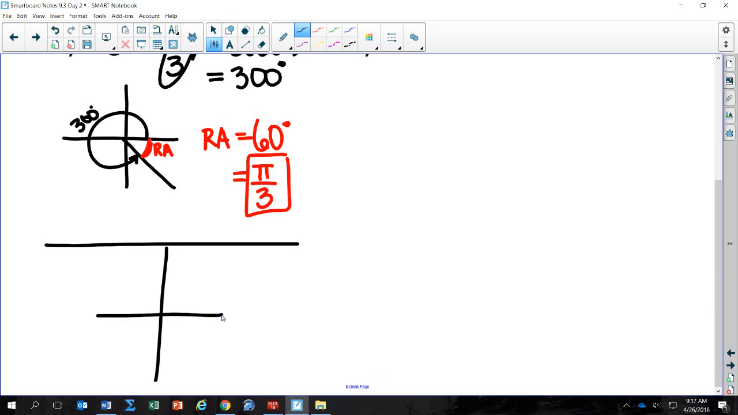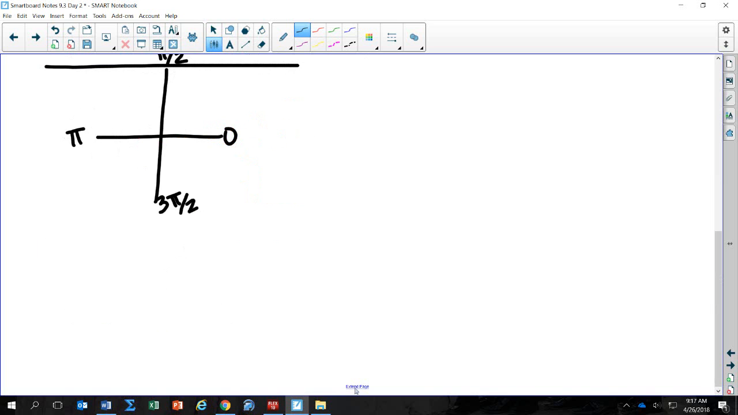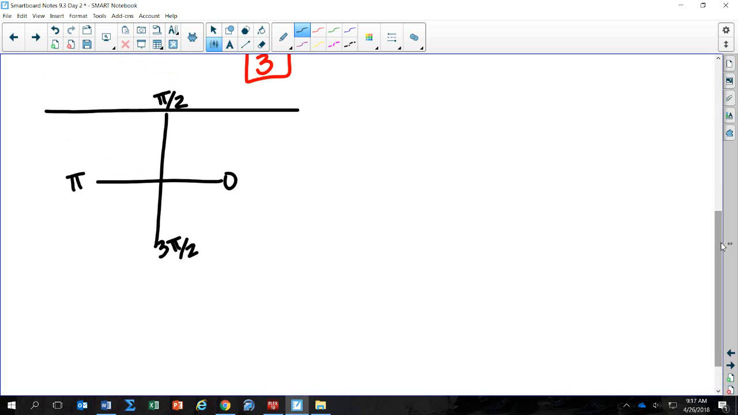If I'm looking at the circle in radians, this is 0, this is pi over 2, this is pi, this is 3 pi over 2, and then a full revolution would be 2 pi. Does everyone agree with that? So I'm looking at 5 pi over 3. I'm going to divide my unit circle up into pi over 3 chunks. So in this first quadrant, I have one of those pi over 3 chunks. 1/3 pi. Okay, that's one of those pi over 3 chunks.